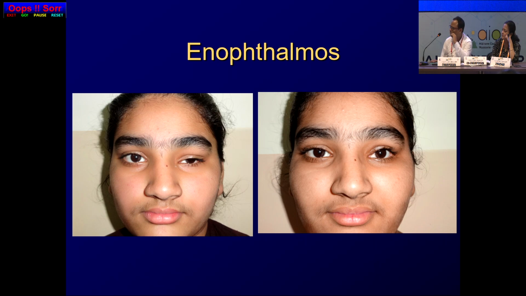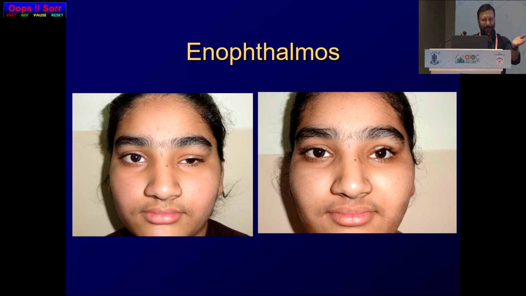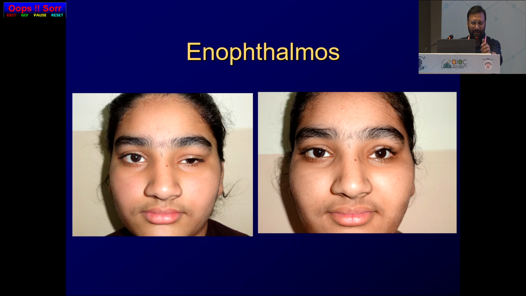So in this case, I did enophthalmos correction first, and after doing the enophthalmos correction, I placed an orbital implant. Okay. Please, madam, please tell. What is your question? How did I do the orbital?